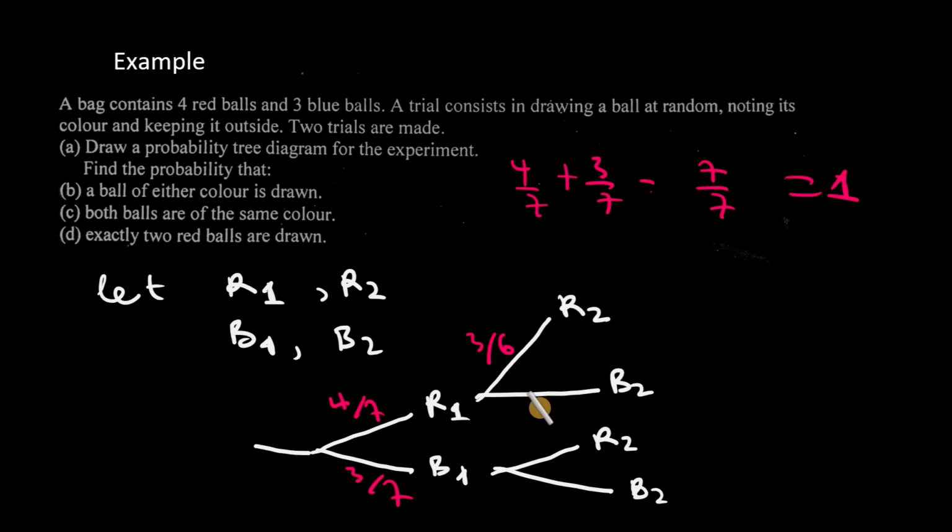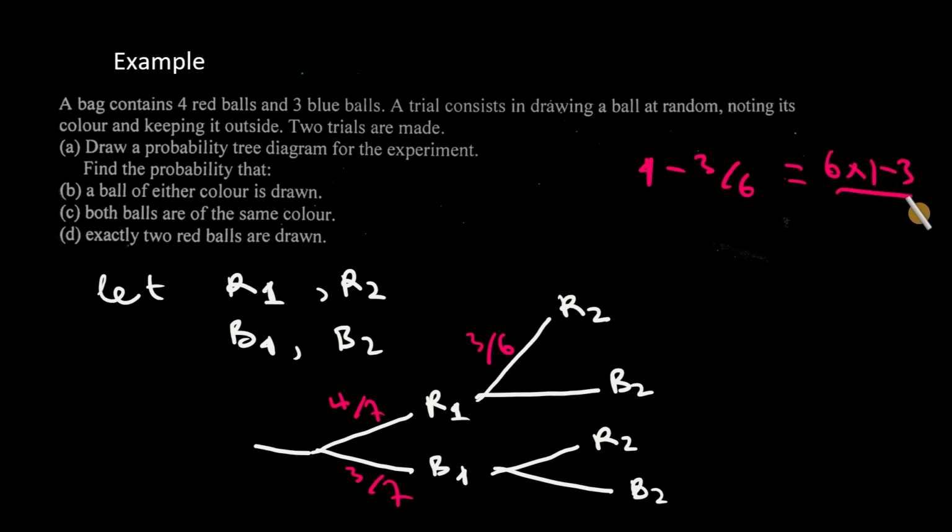So to obtain the probability of the blue ball in the second trial, I need not reason again. I just have to take 1 minus 3 on 6, which is the same as 6 times 1 minus 3 on 6. That's 6 times 1 is 6. 6 minus 3 is 3.